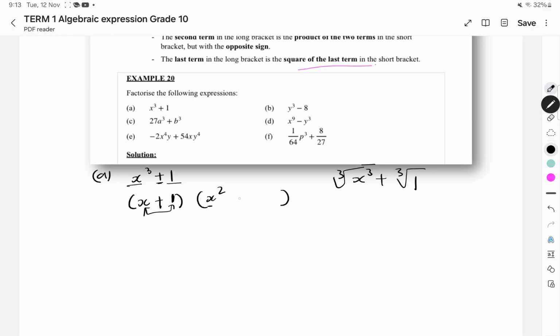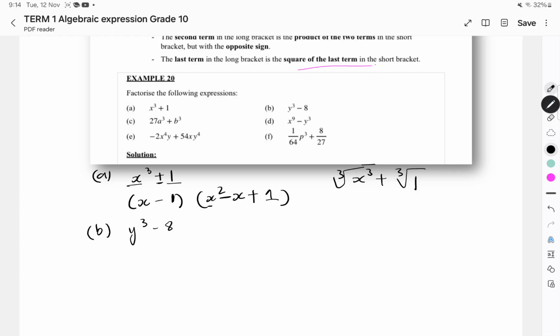This will be 1 times x. This is x. But since it's plus, it's going to be minus. And then the last term is always positive, and then we also square, and this will be 1. And then you are done. So your answer must be x plus 1, and then x squared minus x plus 1. Good.